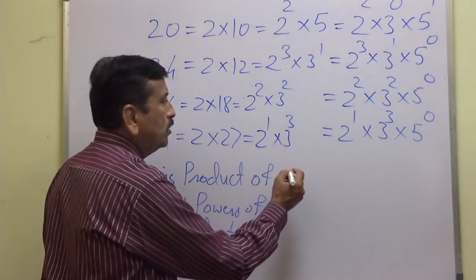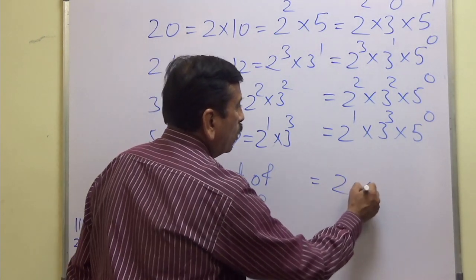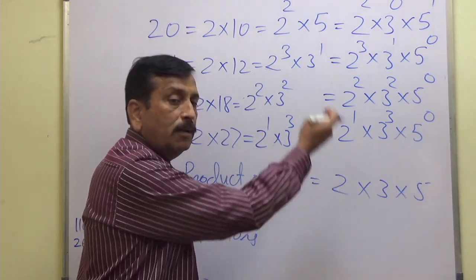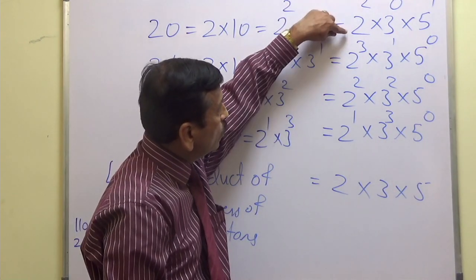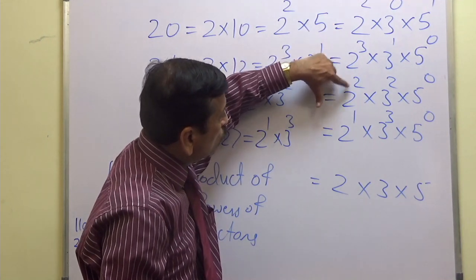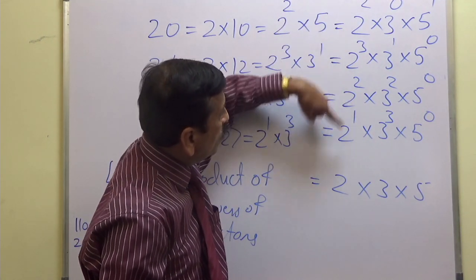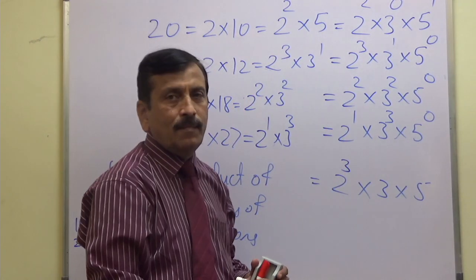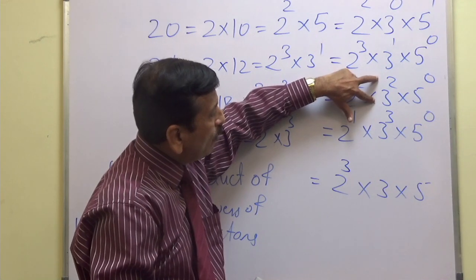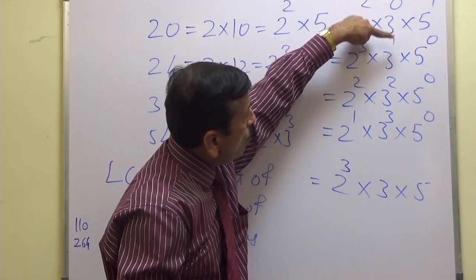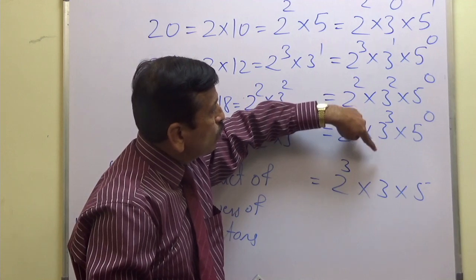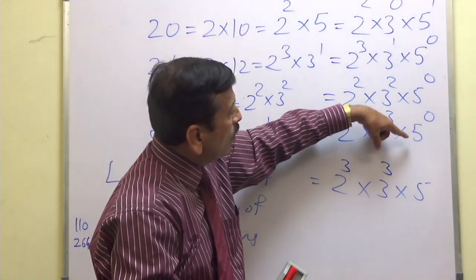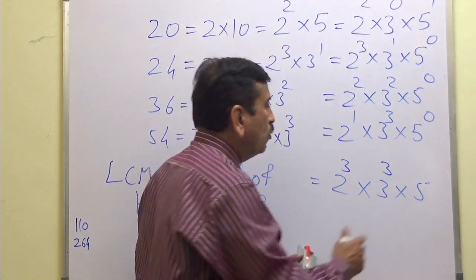Means what we are going to do, look here. Now it is 2 into 3 into 5. I have already written the factors, now I have to write the powers of them. Power of 2 here is 2, 3, 2, 1, so the highest power of 2 is 3. So I write 3 in the LCM. Then the power of 3 is 0, 1, 2, 3, so the highest power is 3. For 5, the powers are 0 and 1, so I write 1.